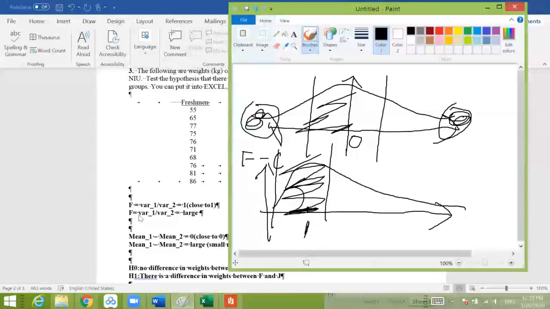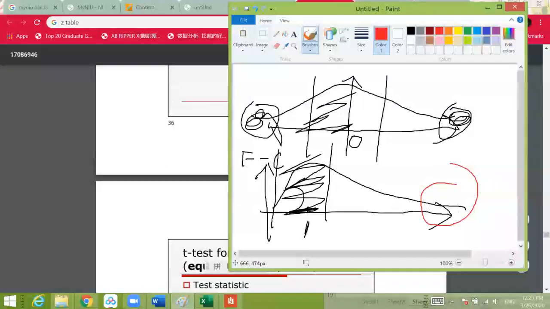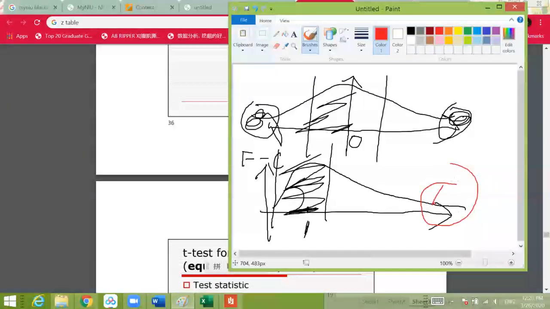Since we always use the large number divided by the small number, the F distribution is not a bell-shaped curve, it's a long tail curve. And if the F value is very large, then the F-score is very large. It's represented by the tail part.